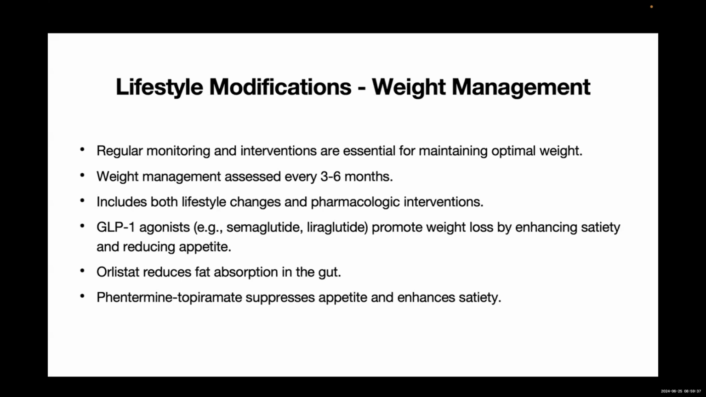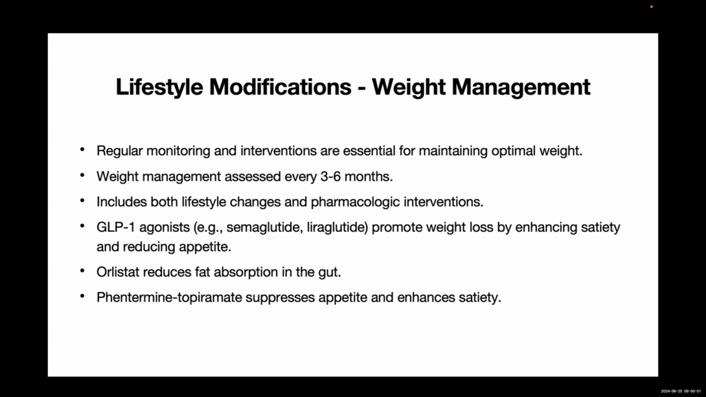These medications slow gastric emptying, which prolongs the feeling of fullness after eating. Long-term use of GLP-1 agonists has been shown to improve glycemic control in diabetic patients and reduce the risk of cardiovascular events. Other options for weight management include orlistat, which reduces fat absorption in the gut, and phentermine topiramate, which suppresses appetite and enhances satiety. These interventions are particularly beneficial for patients with obesity, a known risk factor for cardiovascular disease.